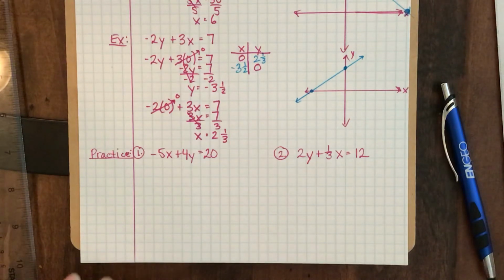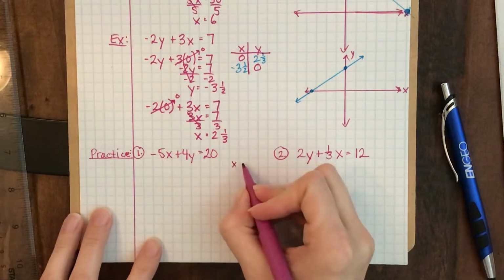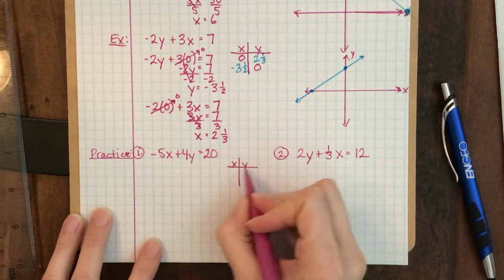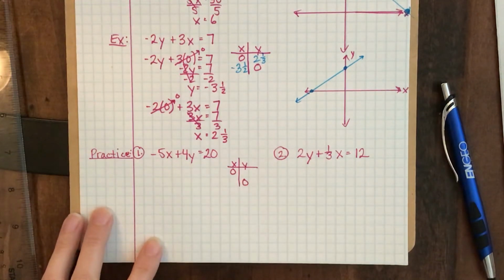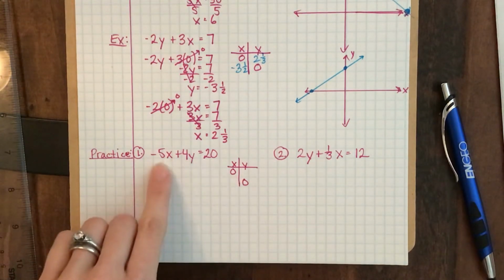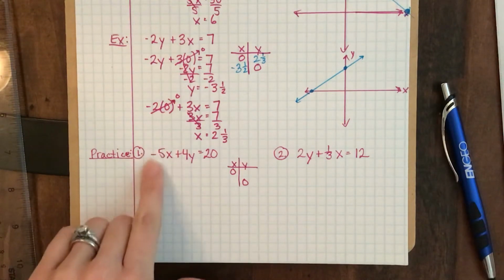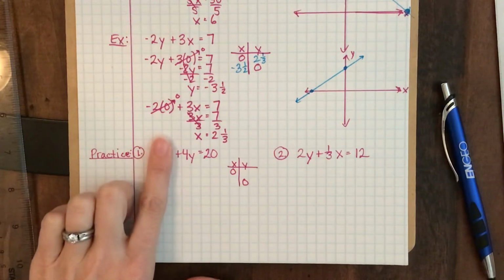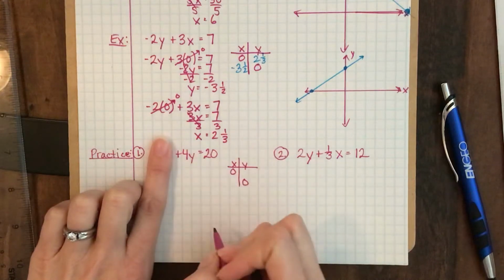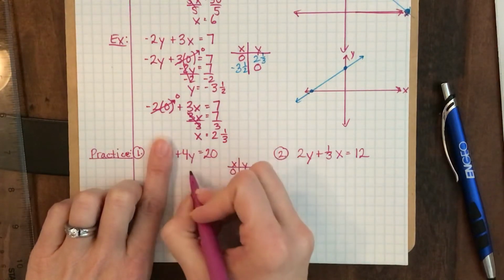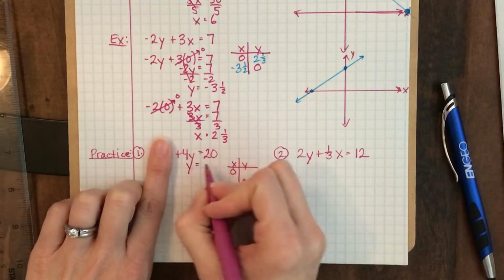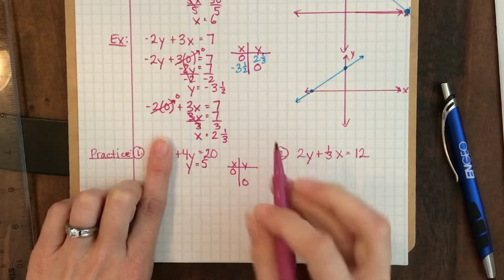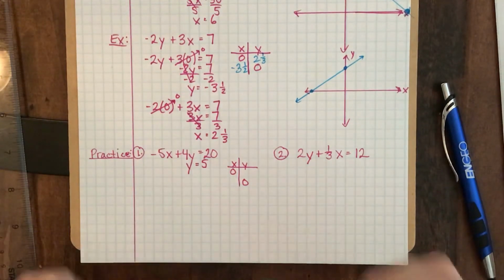All right, let's see how it went for you. I'm going to make a small little table right here to keep track of my intercepts. If I plug in 0 for x, it causes this whole term to go away. So I'm just going to forget about it and solve for y. So if I divide both sides by 4, I get that y is equal to 5. So I can plug that in for my y-intercept.